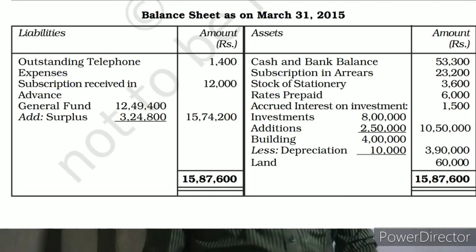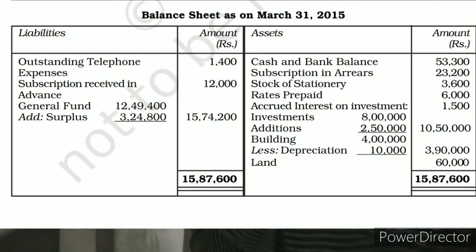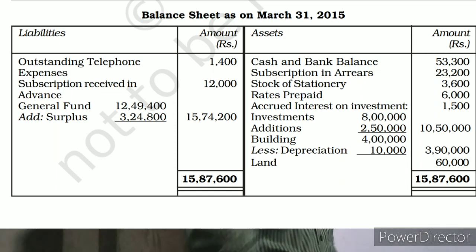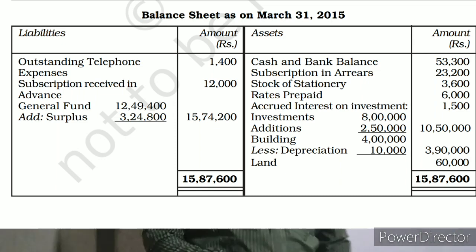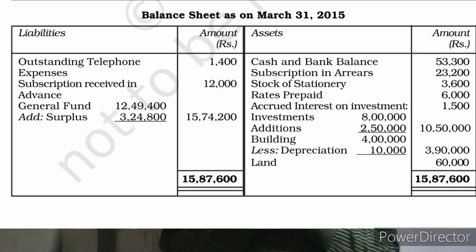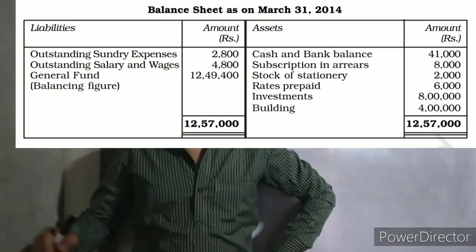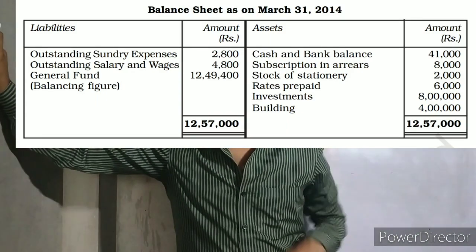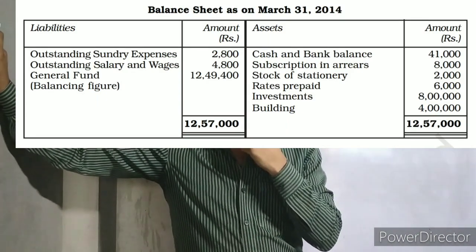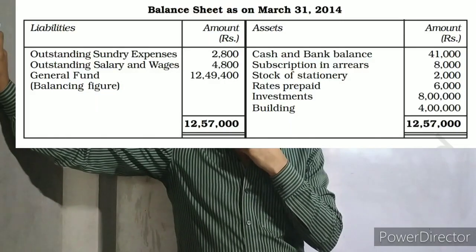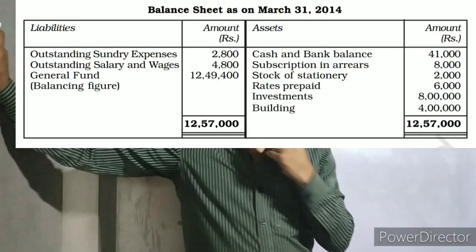Okay. So firstly we will take the current year balance sheet. So here is your current year balance sheet. Okay. This is your current year balance sheet. But before preparing this current year balance sheet, we have to prepare the last year balance sheet as well. So this is your last year balance sheet. As we have mentioned, in the last year balance sheet, you have to put all the information like outstanding sundry expenses, outstanding salary and wages, general fund, sorry, wait a minute.